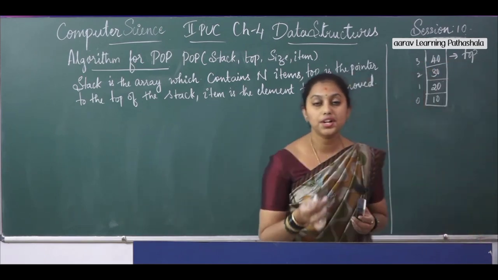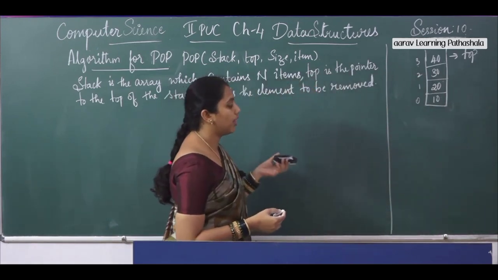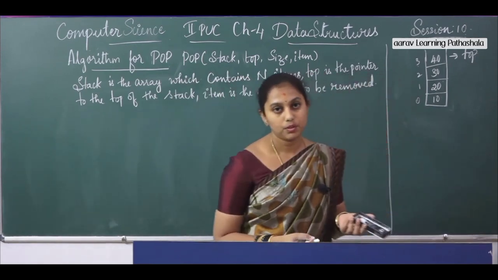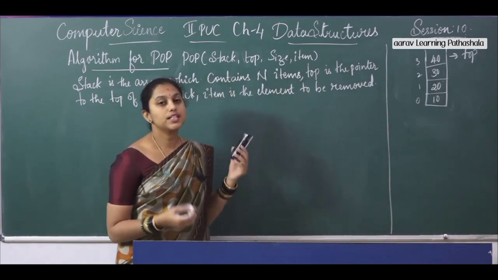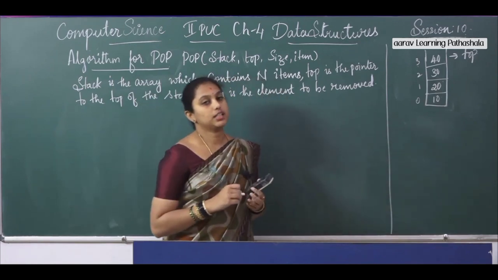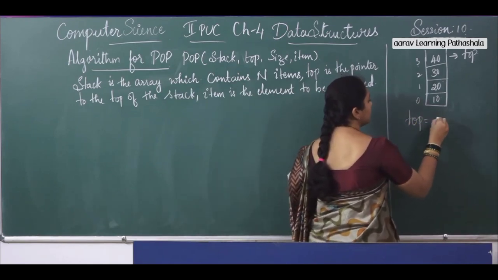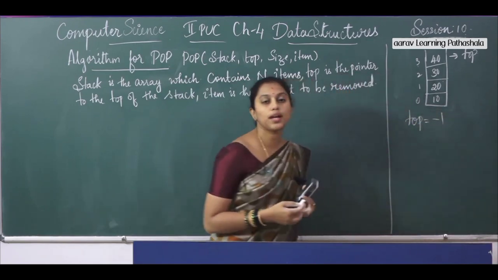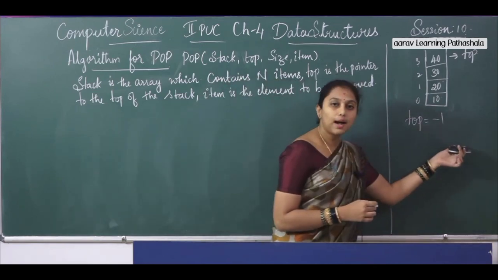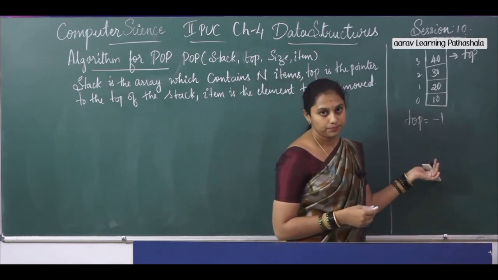Now I want to remove the elements from the stack. First I have to check whether the stack is in underflow state or not. What is the meaning of underflow state? If the stack is empty, I cannot remove any item from the stack, right? That state is called underflow state. If the stack is in underflow state, we cannot remove an item. What is the condition? If top is equal to -1, then we cannot remove any item from the stack.